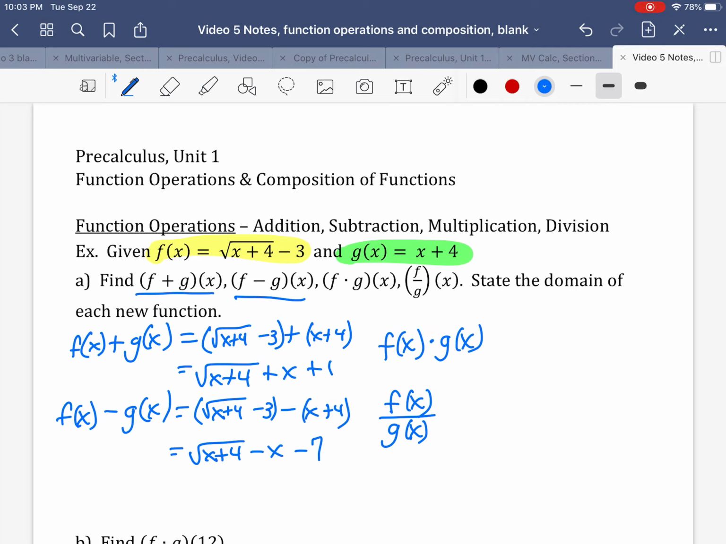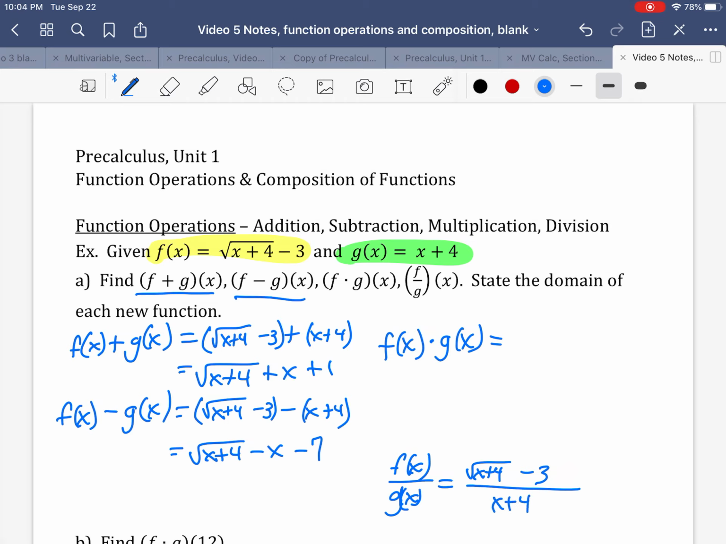All right, I'm going to leave that multiplication one till last. Let me make a little space for that because that one's going to be a little gross. That'll be the worst one. But I'm going to put f of x divided by g of x down here. Let's just do that one, and then we'll save the difficult one for last. So f of x divided by g of x. Let's go ahead and write that as a fraction. I'll put f of x, square root of x plus 4 minus 3, on top. And on the bottom, I'll put g of x, x plus 4.